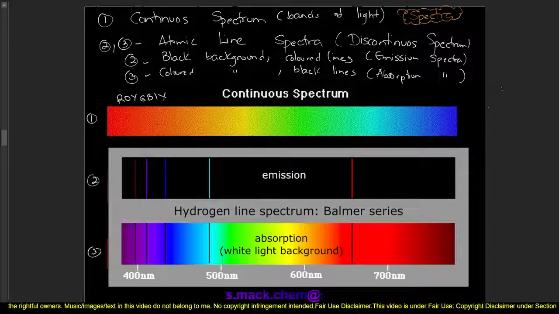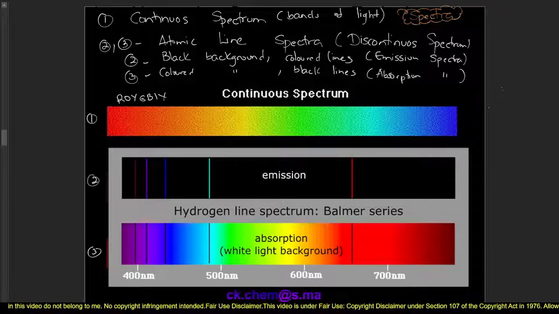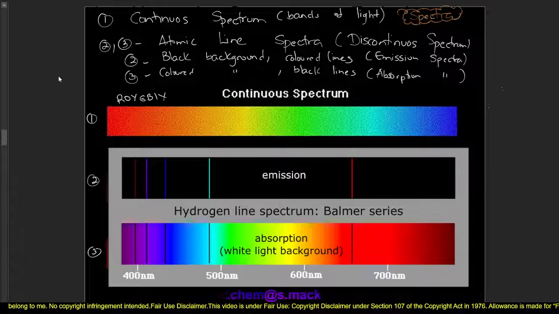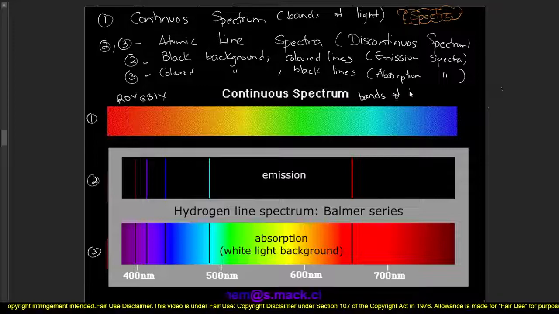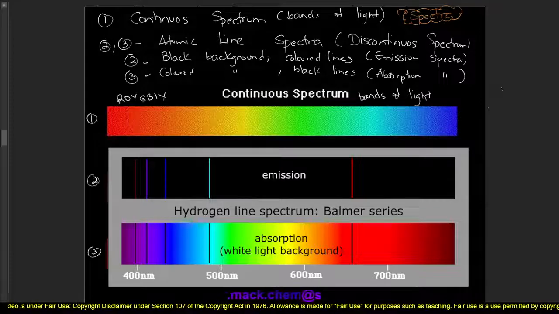We say that white light, when separated by a prism, which will show the different colors of visible light, the colors of light appear as bands. So I'm going to insert that word here. It's bands of light. And what I mean by bands of light is that the range of frequencies which correspond to red or orange or even yellow are not necessarily discrete ranges.